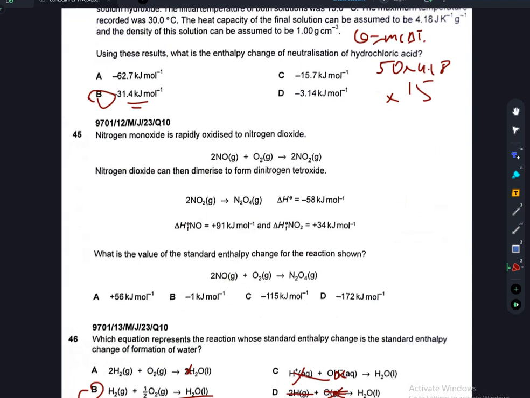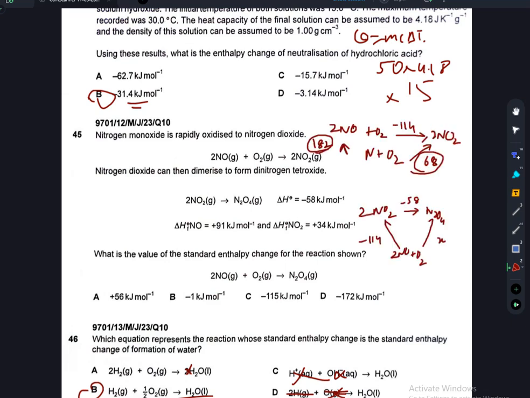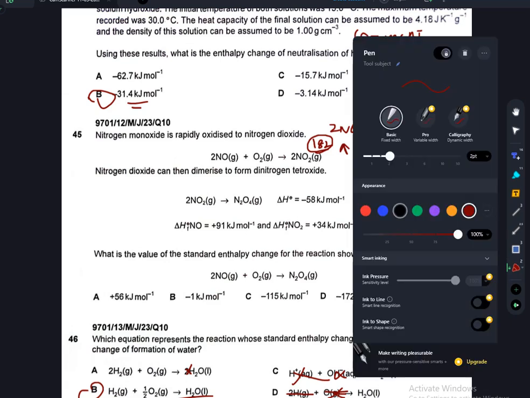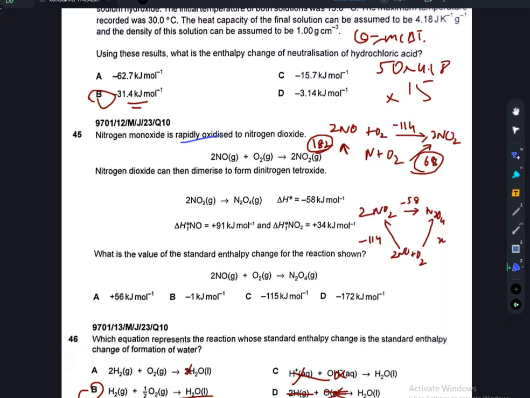Let me just solve this and then I would continue the recording. Nitrogen monoxide is rapidly oxidized to nitrogen dioxide. Nitrogen dioxide dimerizes to form this. You should read the whole statement. I'm going directly because I have to save the time for you guys.